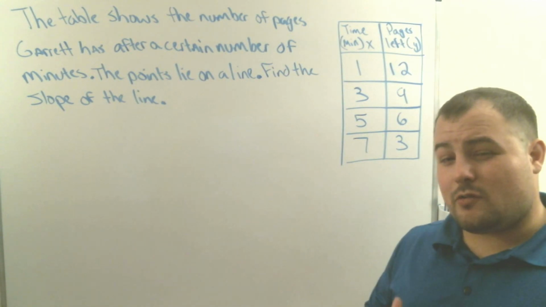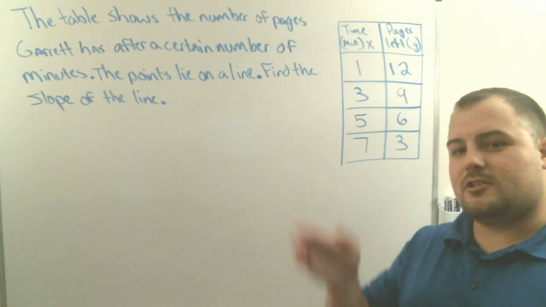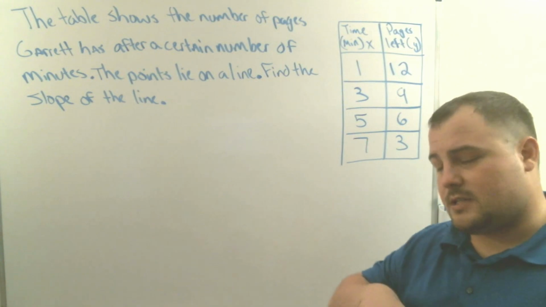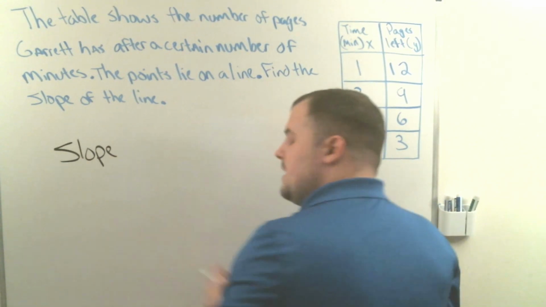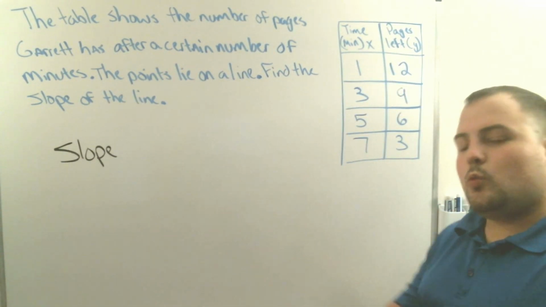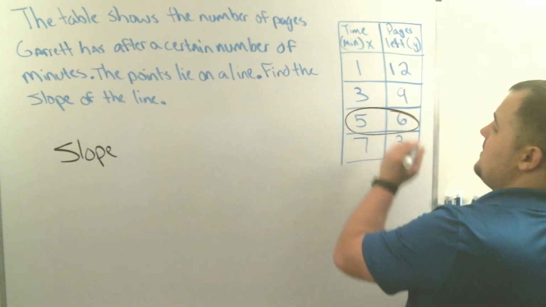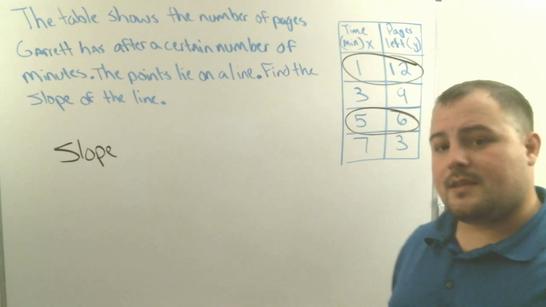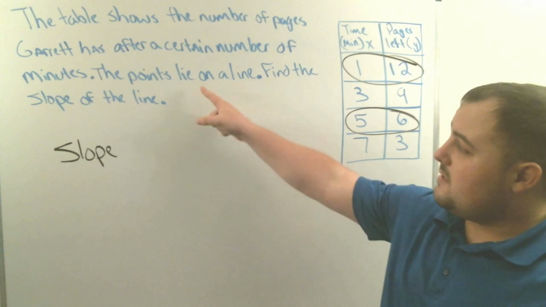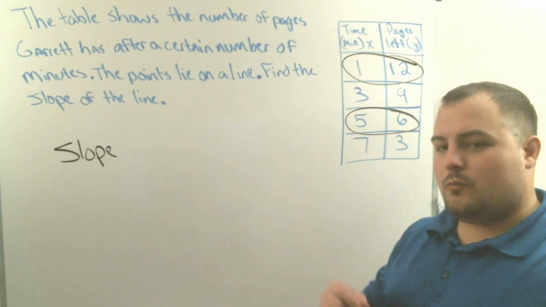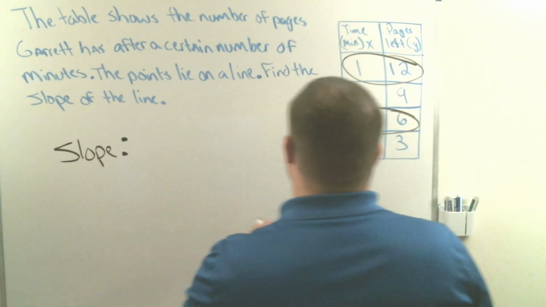Well, the slope is the rise over the run, or the vertical change over the horizontal change, or the change in y over the change in x. So we're going to find the slope. And since we know that these points make a straight line, we can pick any 2 points out of the table. So I'm going to go ahead and pick 5, 6, and 1, 12. And it doesn't matter what points we pick, because our slope is always going to be the same because they lie on a line. Since they're on a line, we can find the slope.